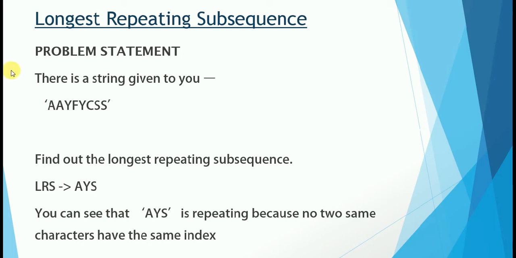One condition that you need to keep in mind is that no two same characters must have the same index. Since AYS is a longest repeating subsequence, the next instance of AYS, which is this A, Y and S, must not have the same index. As you can see, the indexes of these two A's are different, the indexes of these two S are different, and the indexes of these two Y's are different. This is how you are going to find the longest repeating subsequence.